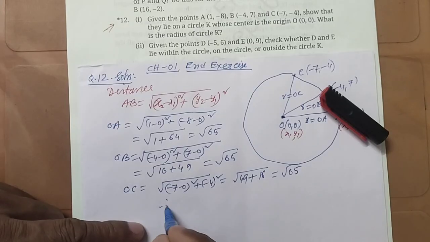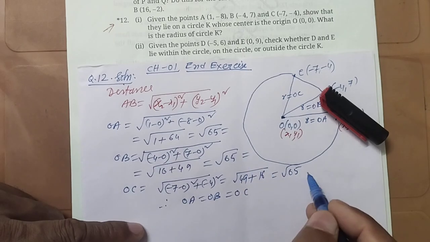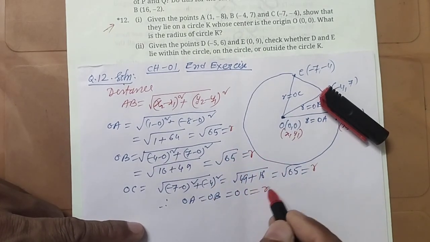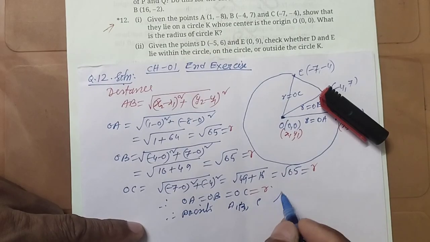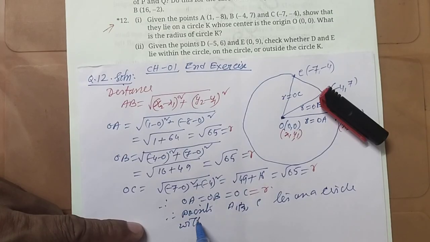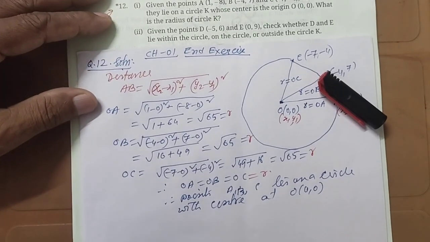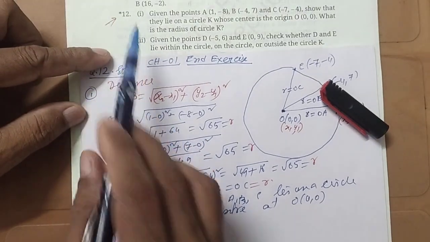So you see clearly you got OA equal to OB equal to OC because the 3 distances are equal, and the equal distance is actually the radius of the circle. It is the radius of the circle, and therefore points A, B and C lie on a circle with center at origin O (0, 0). Now the second part. This is the solution for the first part. Question number 12 has 2 parts. You see first part solution is done.